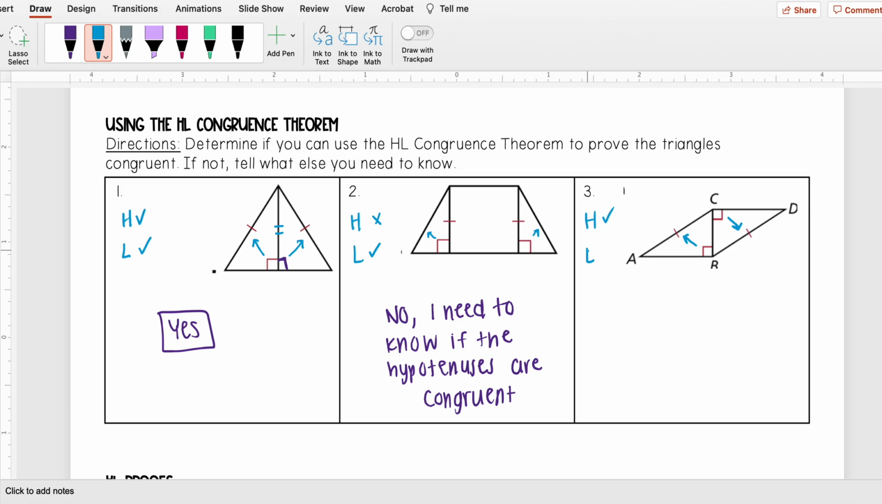Now I need to know if a leg is congruent. Well, again, similar to number 1, both of these triangles share the same side of CR. And we know by the reflexive property that CR is congruent to CR. So that means I do have a congruent leg. And so since I have two right triangles, I have hypotenuse congruent, I have a leg congruent, by the HL congruence theorem, that means that these two triangles are indeed congruent.